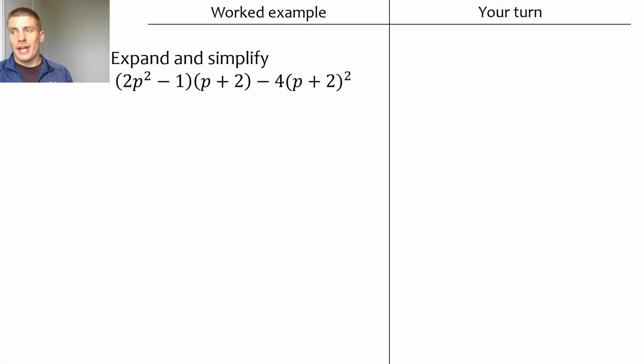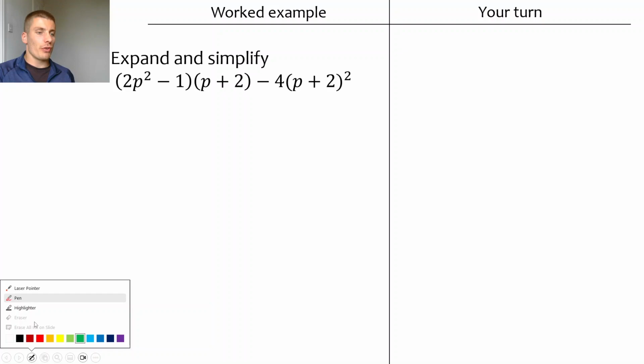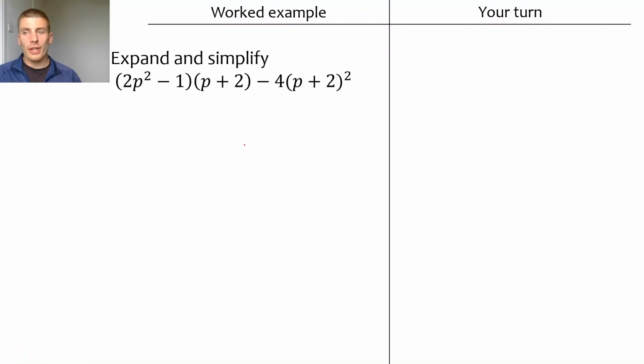Okay, so nice question here, which is to expand and to simplify everything that you can see on the screen. Now, this one, similar to last time, but you've got to be a little bit careful. You've got these two brackets here. You've then got a separate minus 4(p plus 2) all squared. Now, you've got to consider them separately.